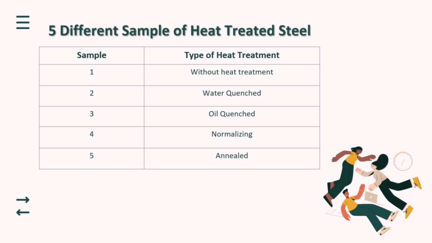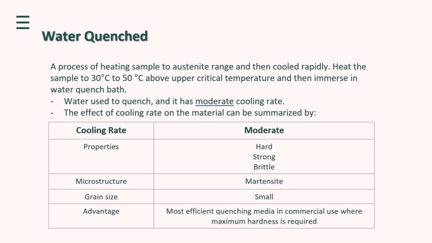As you can see, in this experiment, we use 5 different samples of heat-treated steel. The first one, we used a sample without heat treatment. Second one, with water quench. Third one, oil quench. Fourth one, normalizing. And the fifth one is annealing. So the first one, without heat treatment, we don't do anything to the steel.